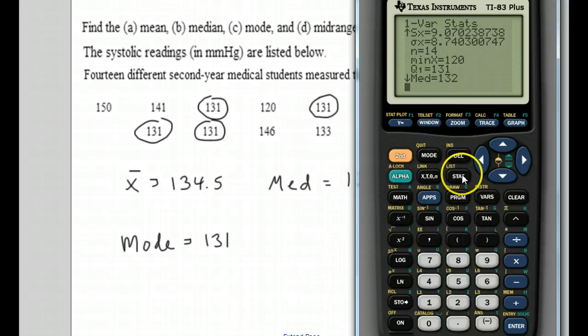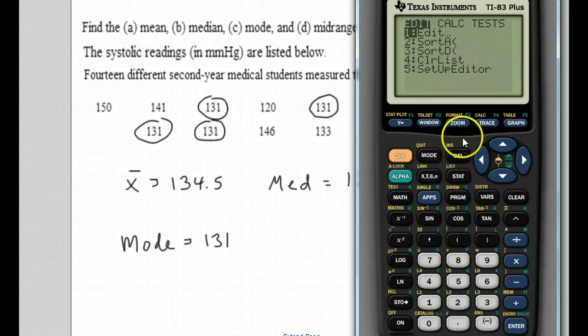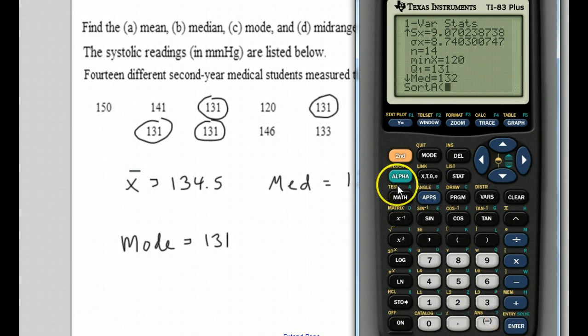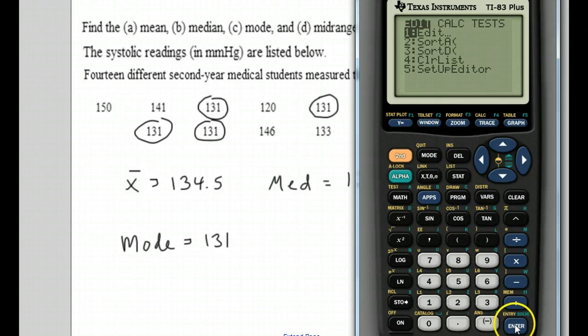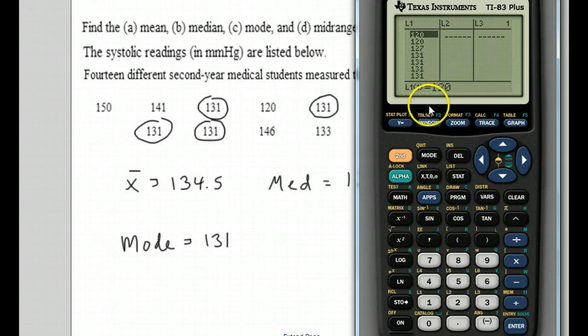But if it's harder, you can press the stat button and go down here to sort ascending. Okay, sort ascending, and then tell it which list. So our data is in list 1, so second L1. Hit enter, it says done, and now when I go into the stat editor, my list is sorted. And now as I scroll down through here, I can see those 131s occur 4 times in a row, and so it's easiest to see them that way.